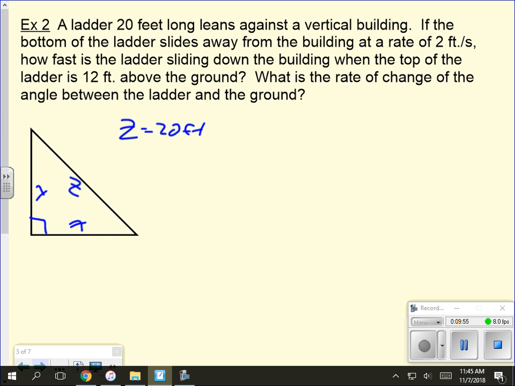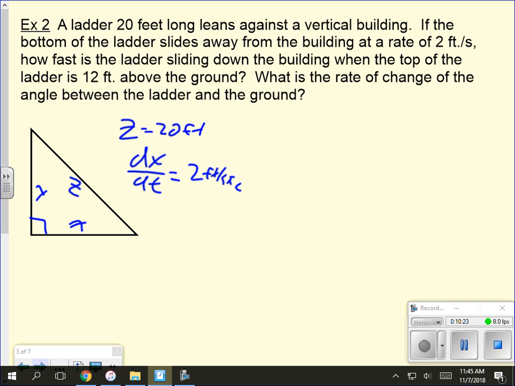If the bottom of the ladder slides away from the building at a rate of 2 feet per second, dx/dt is 2 feet per second. That's what that tells me. It's sliding away at 2 feet per second. That's a rate. Amount per time. 2 feet per second, dx/dt.